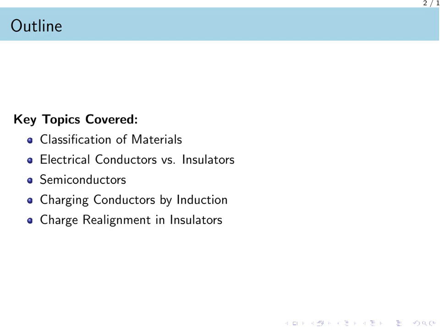We will begin by discussing the general classification of materials, specifically focusing on the differences between electrical conductors and electrical insulators. Next, we will introduce a third category of materials known as semiconductors. After establishing these material classifications, we will examine the detailed process of charging conductors by induction. Finally, we will look at how charge realignment occurs in insulators when they are exposed to an external charged object.